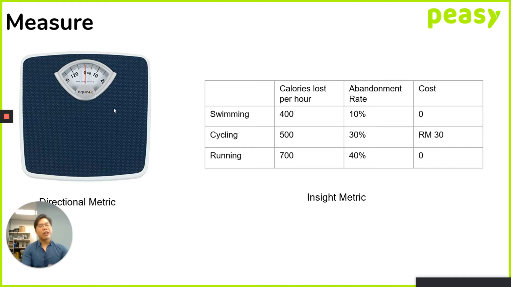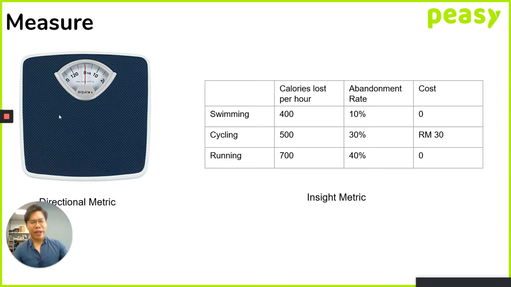For example, if I tell you, hey, Susan, this month our CPA is $10. Okay, I want you now to push it down from 10 to $8. With the directional metric alone, right, you cannot do anything. It doesn't tell you what to do to push it from 10 to 8, right? You do not know. This is where the insight metric comes in. The insight metric will provide you with insight on how to push it from 10 to 8.